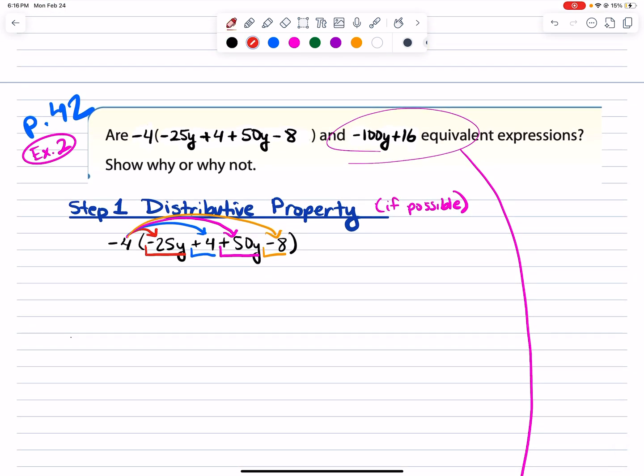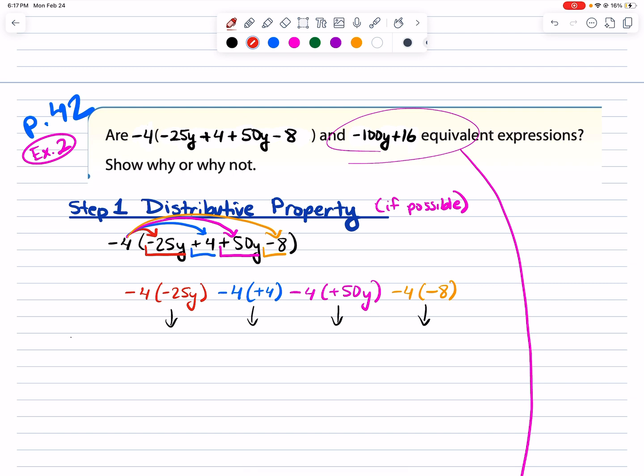Let's see. I'll do the red first. Okay, negative 4 times negative 25y. I'm just going to write down the steps because I know some people actually want to see the steps, and I'm more than happy to show them. Is it extra work? Yes, but let's just show it, just so you could see where all the numbers came from. And then I'll put an arrow for all of these because we're going to bring everything down little by little. Okay, 25 times 4.